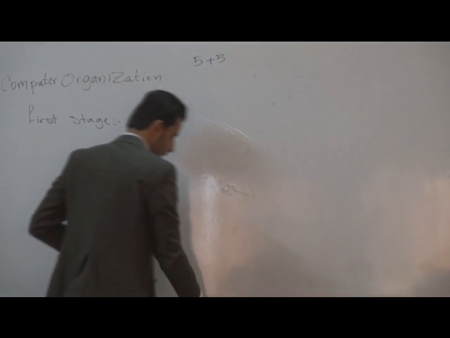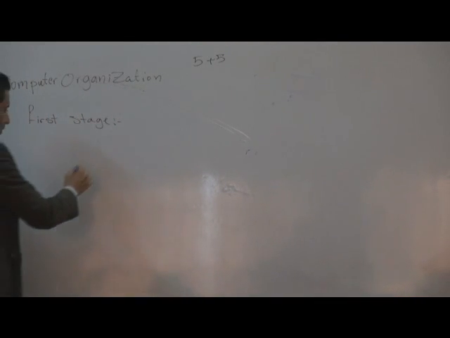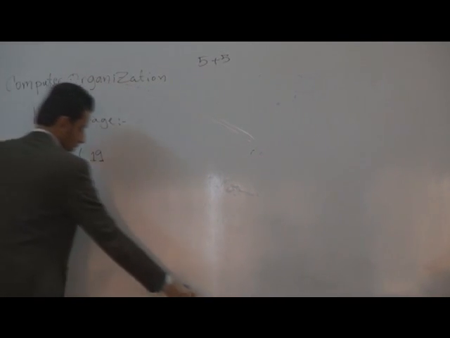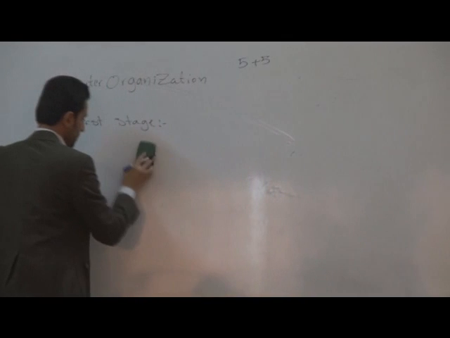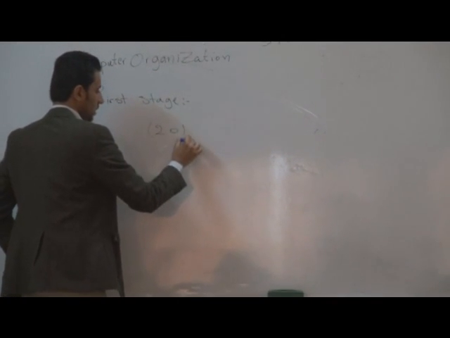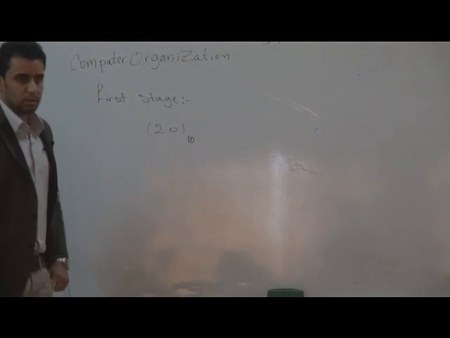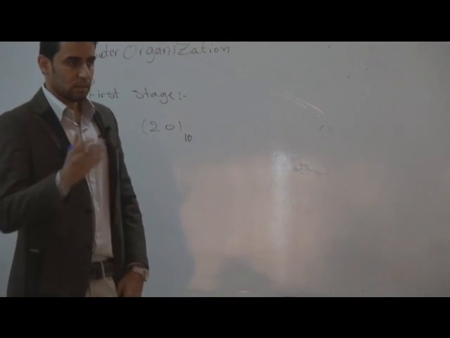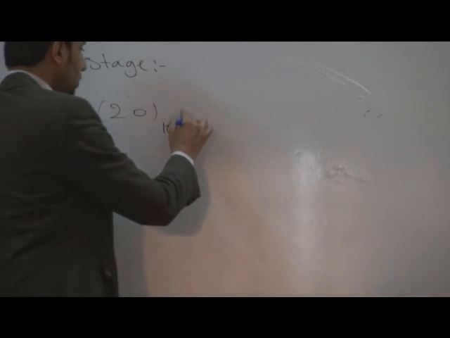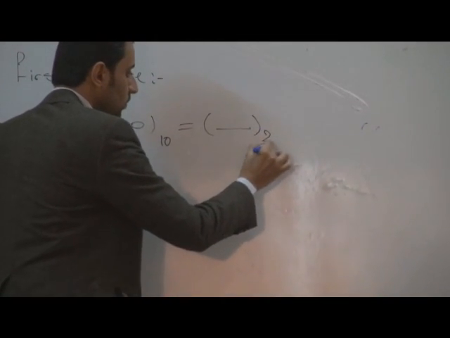Now suppose we have, let us say, 20. Okay? This number is in decimal system form. We want to convert 20 into the binary system.